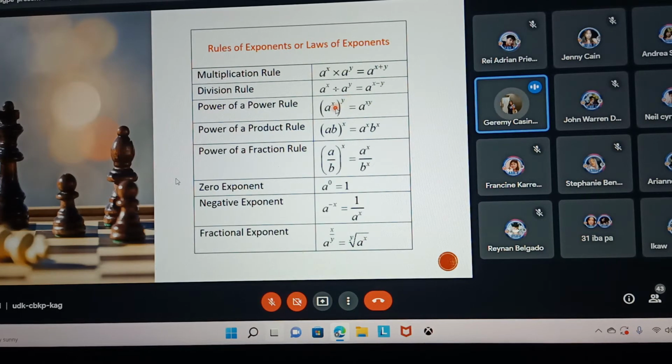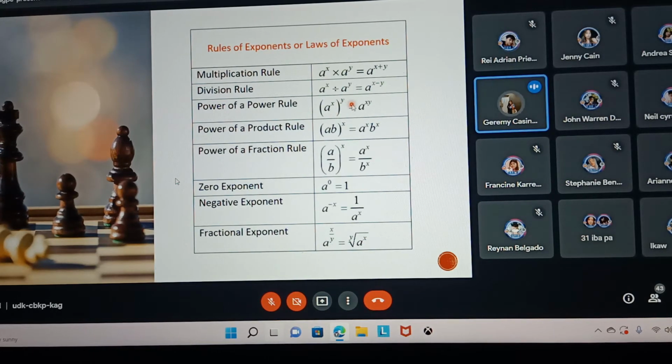As you can see, imu-multiply natin kung ano ang designated value ng ating exponent na x and exponent na y sa labas. So, i-multiply na natin siya. For example, we have a raised to 2, quantity raised to 3. So, 2 and 3, i-multiply natin. So, we have a raised to 6. Okay po?